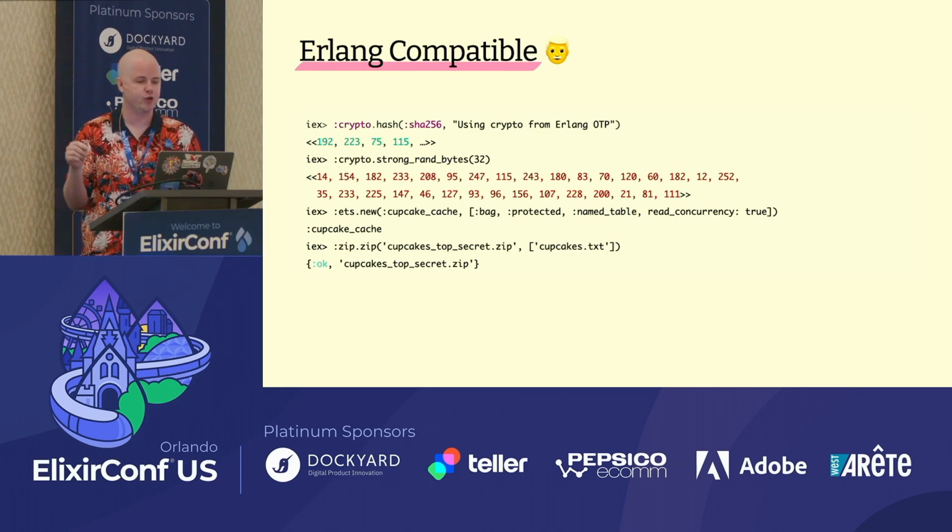So :ets.new. If I wanted to create a cupcake cache, that's maybe how it would look. So it'd be a bag of cupcakes. It'd be protected so that only the process that owns that table would be able to update the contents, but any other process could read the contents. And then if you wanted to create a zip file of cupcakes, that's what you would do right there.